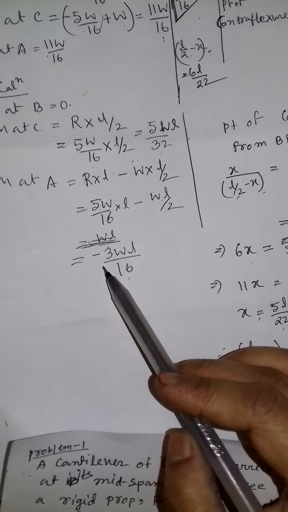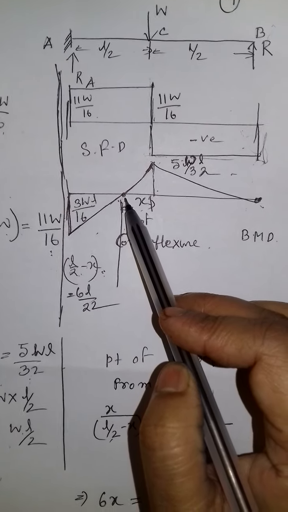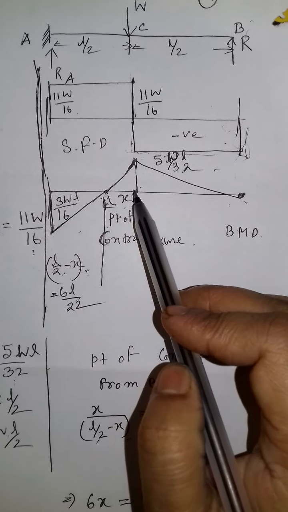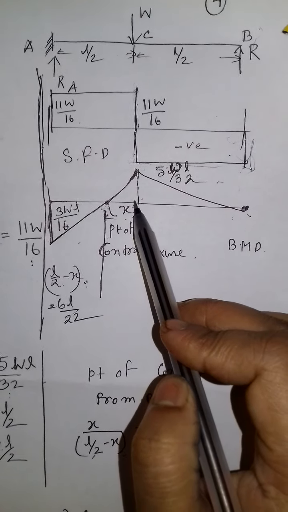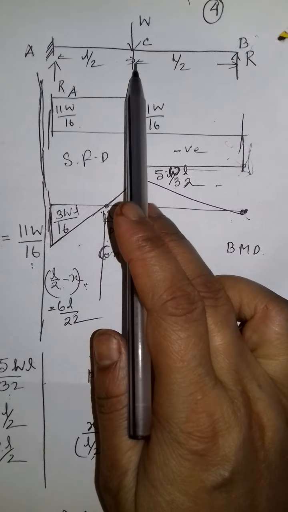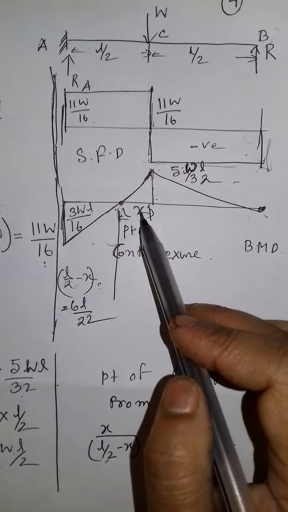Now you draw the bending moment diagram. So at B it is equal to 0. Here 5WL by 32, this is positive, and here 3WL by 16, this is negative. So here, see the figure, there is a point where the bending moment changes its sign. So let's see how you have to find out the distance of the point of contraflexure from the load W. So let's take the distance x. So this is x and this is L by 2 minus x.